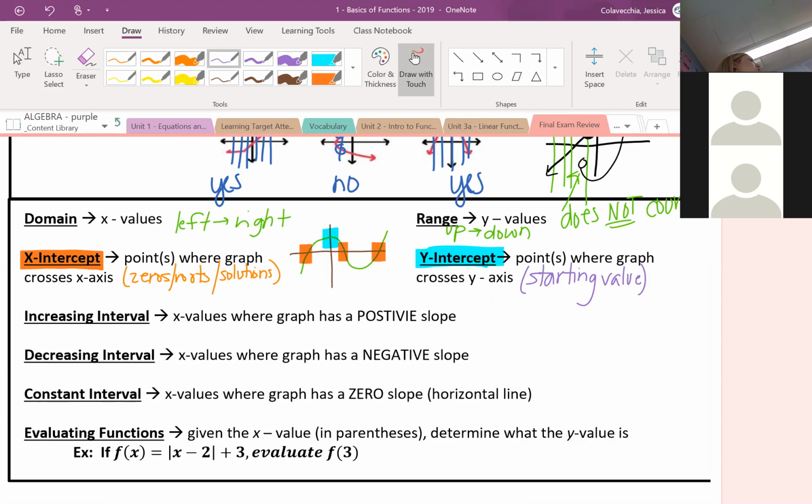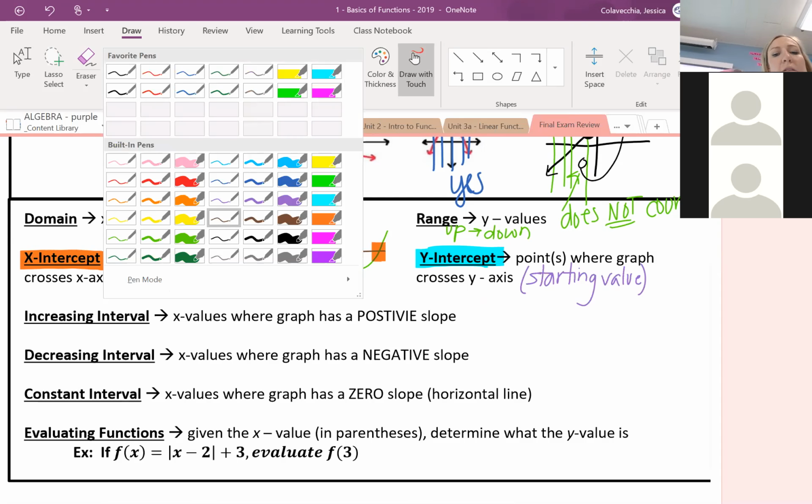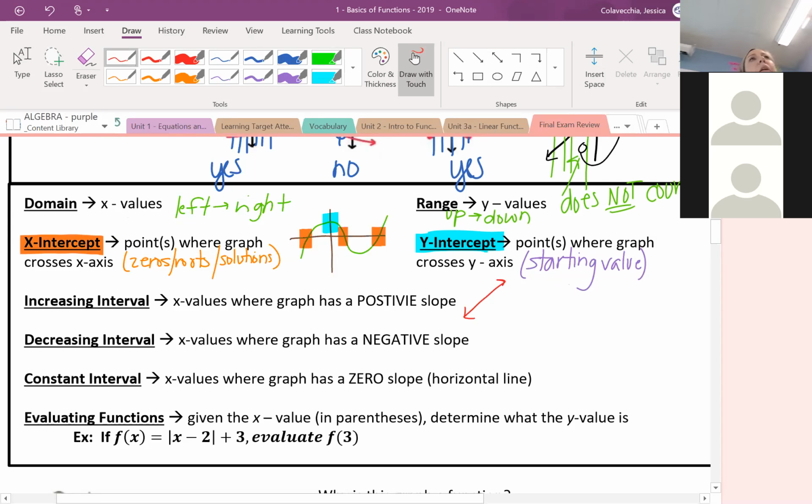All right, increasing intervals. So if I'm looking on a graph, it's where the x values have a positive slope. What direction does a positive slope look like? It's going up from what direction to what direction when I read it how? Yeah, from left to right, yes. Okay, so positive slopes go that direction. From left to right, it's going up.